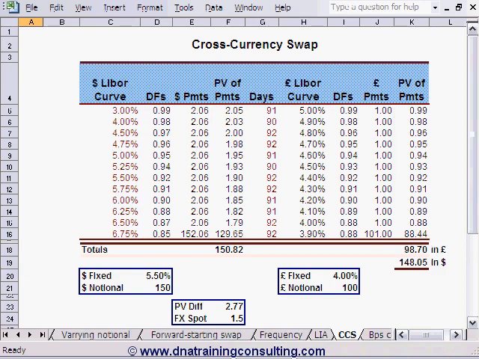This worksheet begins by providing the 3-month LIBOR curves in US dollars and in sterling in columns C and H, and also the related discount factors in both currencies in columns D and I. The FX spot rate is assumed as before to be 1.5, and the day count convention under both swap legs is 30/360 to make calculations easier.